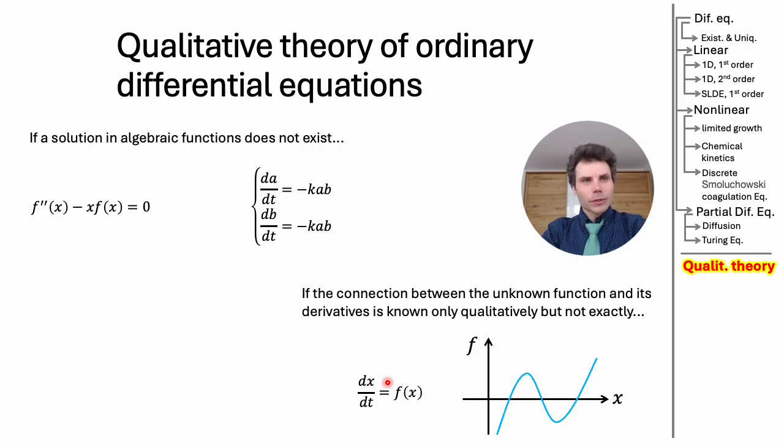So assume that all we know is the general shape of the function f of x. So for example, like this. For example, we know that the function f has the following shape when being plotted in the coordinates f versus x. What can we say in this case?